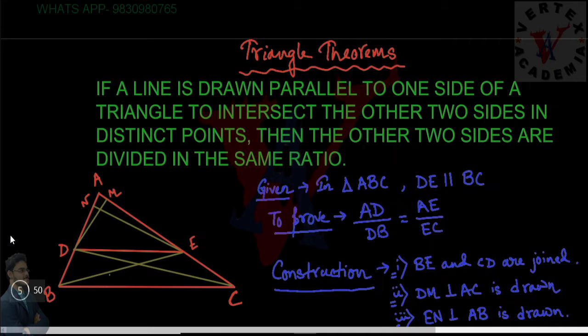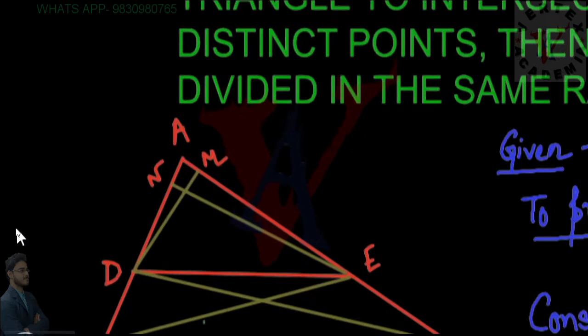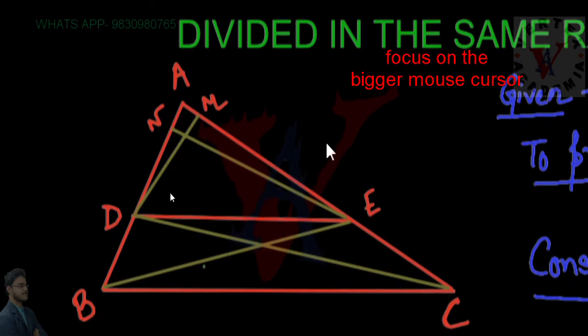So let me zoom it a bit. For now, only focus on the red lines. The significance of the yellow lines I will tell later. So the theorem says that ABC is a triangle and a straight line DE is drawn parallel to side BC, which cuts the other two sides, that is AB and AC, at the points D and E. So DE is a straight line parallel to BC which cuts the other two sides AB and AC at D and E respectively.